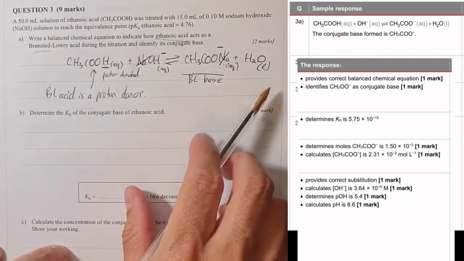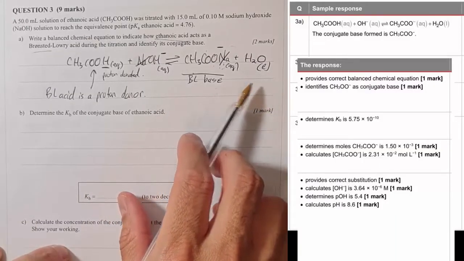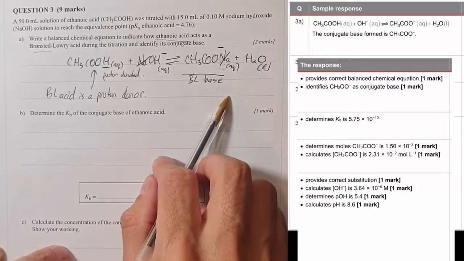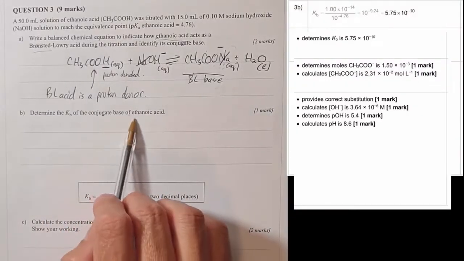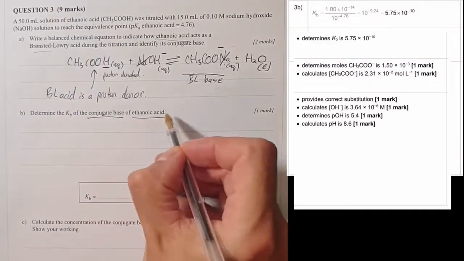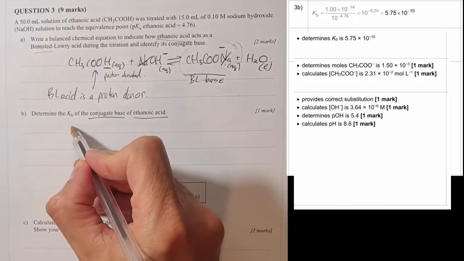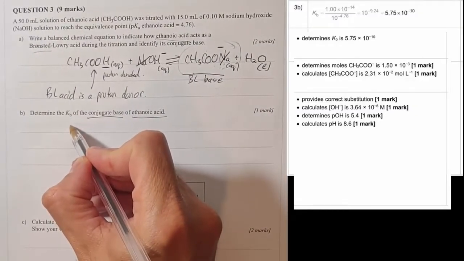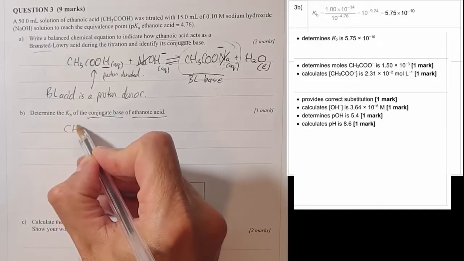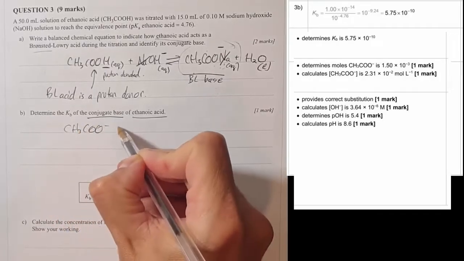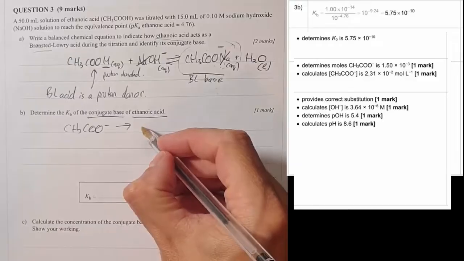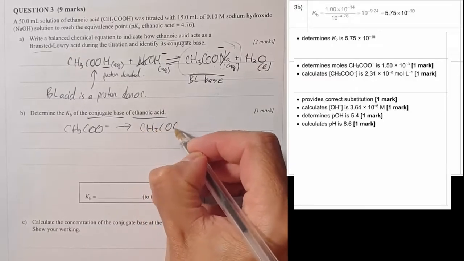Just check that's balanced, check the states are there, and we should be good with that. Okay, so determine the Kb of the conjugate base of ethanoic acid. So that is the trick. So what we're actually doing now is trying to work out the Kb of the CH3COO minus acting as a base.